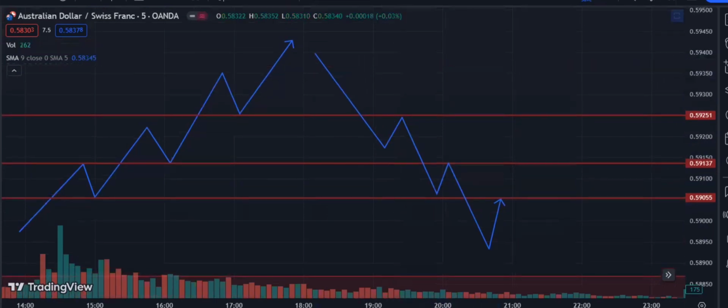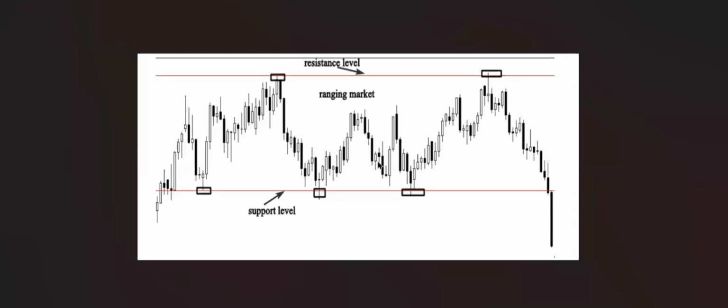But in the case of a ranging market, you are only looking to buy when price is near support and sell when price is at resistance. So you buy low and sell high. There are three ways to trade a ranging market.